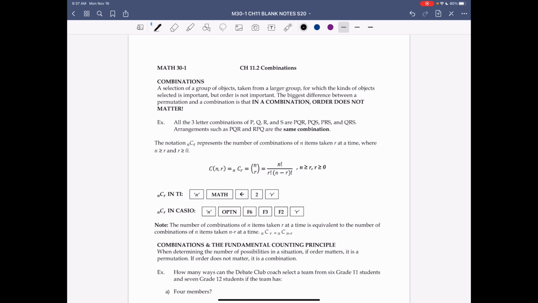Chapter 11.2 Combinations. A combination is a selection of a group of objects taken from a larger group for which the kinds of objects selected is important, but order is not important. The biggest difference between a permutation and a combination is that in a combination, order does not matter.